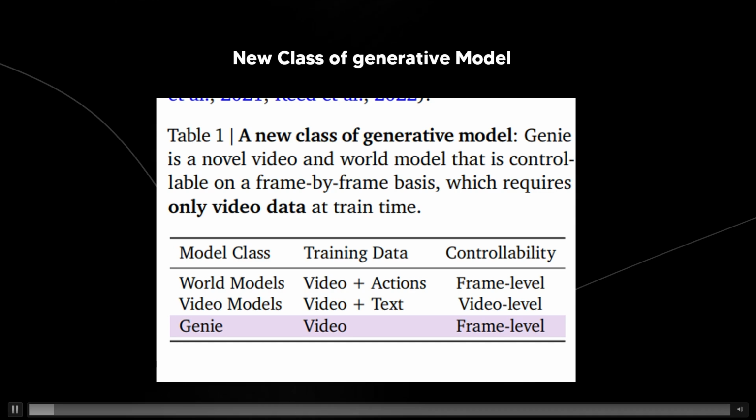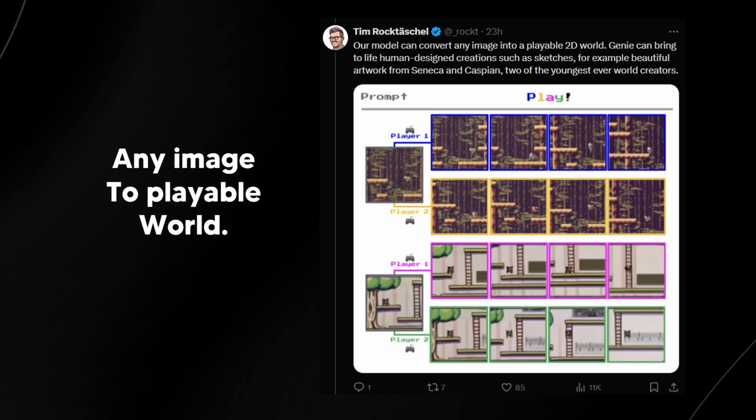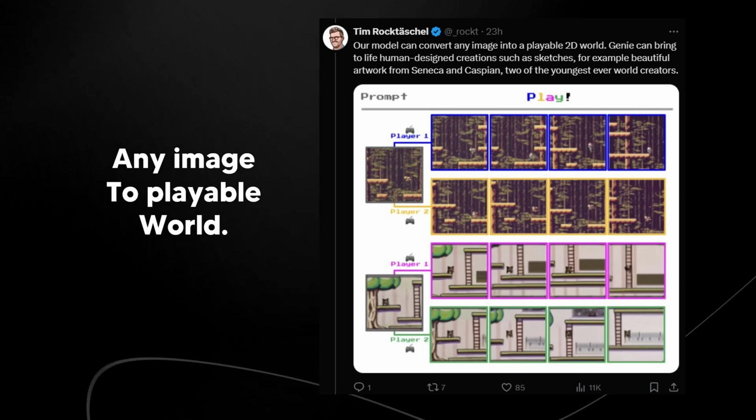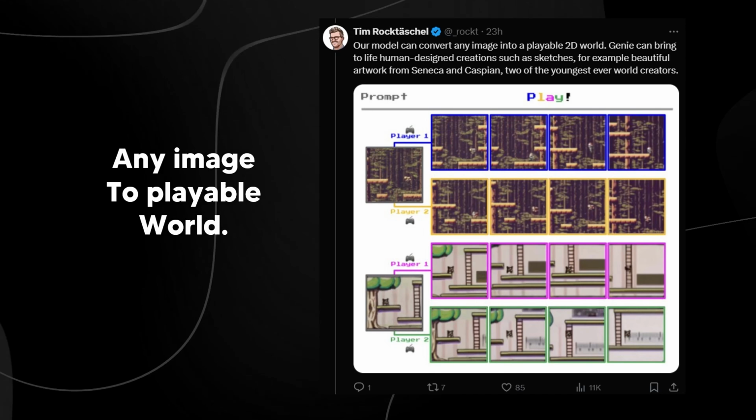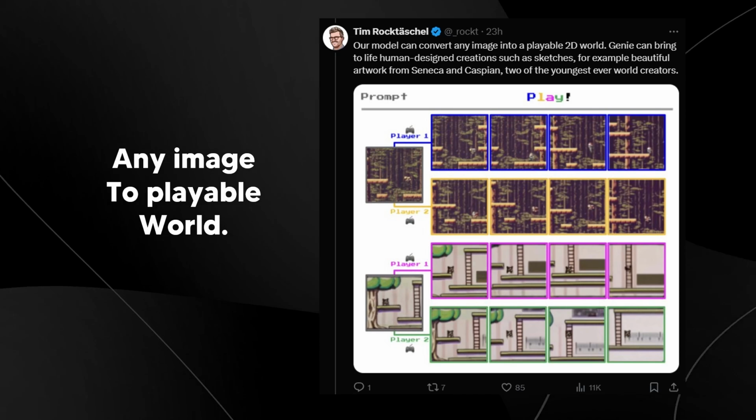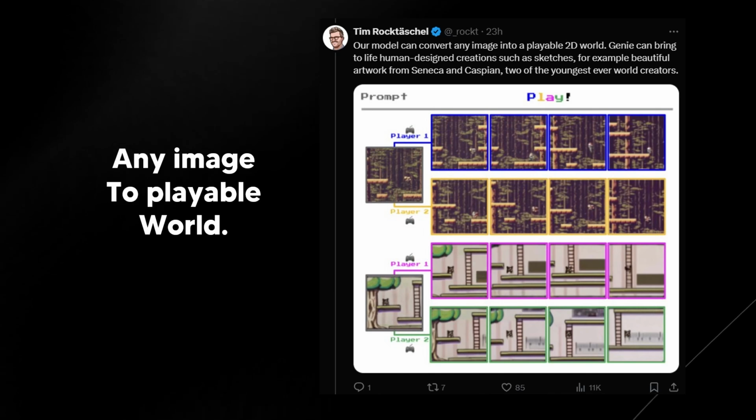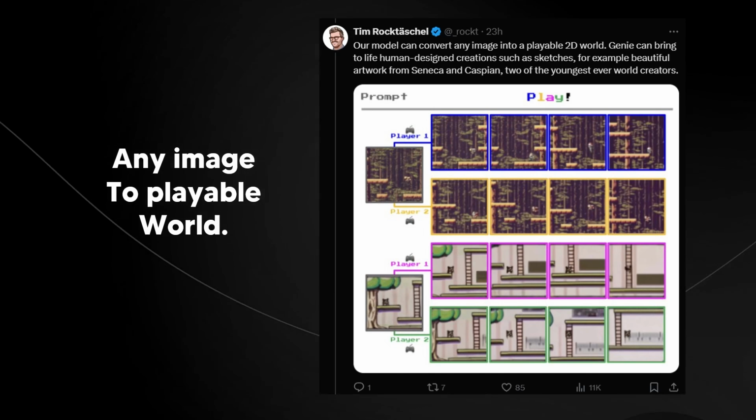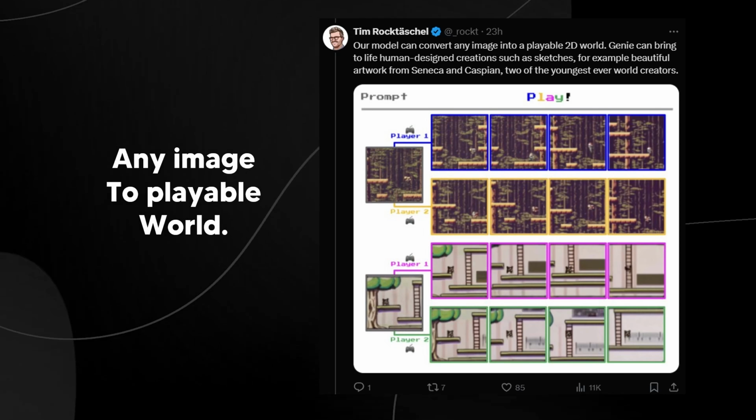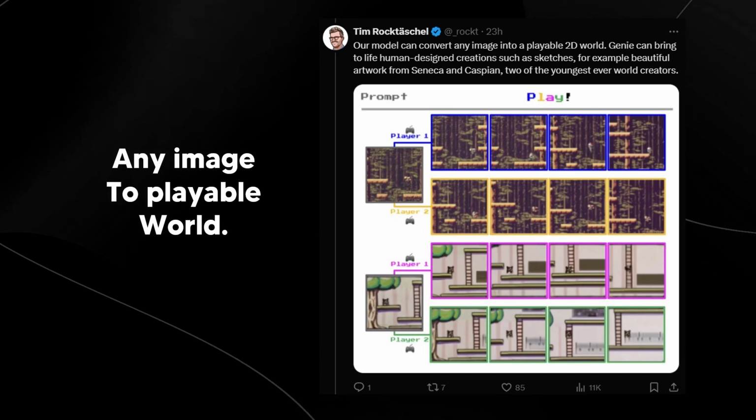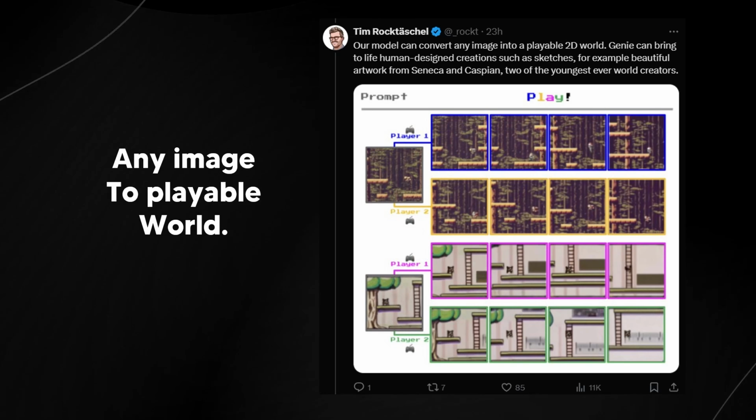So there's a Twitter thread about this by the authors of the paper, and you can see here that Tim says our model can convert any image into a playable 2D world. Genie can bring to life human designed creations such as sketches, for example, beautiful artwork from Seneca and Caspian, two of the youngest ever world creators. And this is something that does lay the groundwork for future things. I'm going to show you later on in the video why this is really cool, because there are some things in the paper that I saw that look really nice in terms of further exploration.